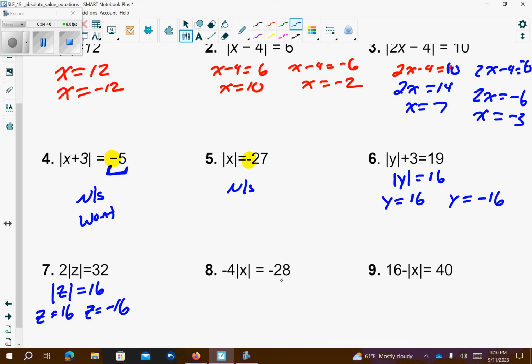Number 8, it looks like it's going to be a no solution, but I'm going to divide each side by negative 4. Negative over negative is positive. So I get this. So my answers are x equals 7, x equals negative 7.